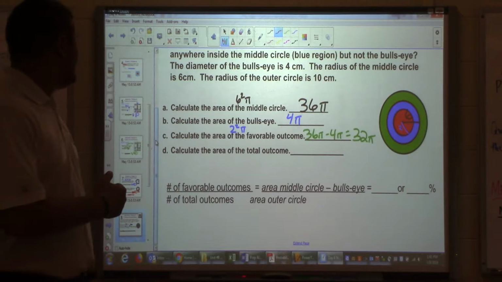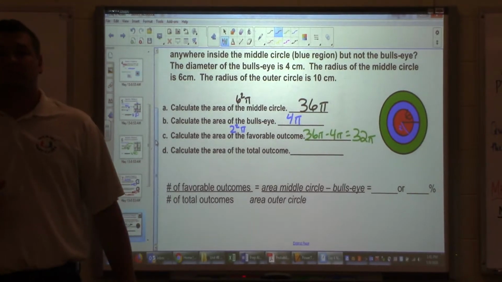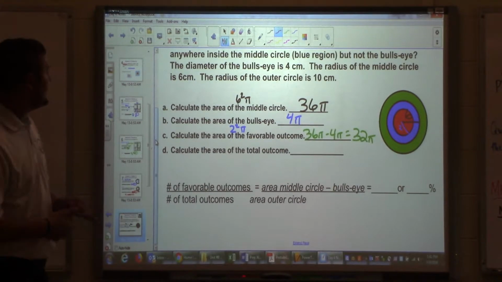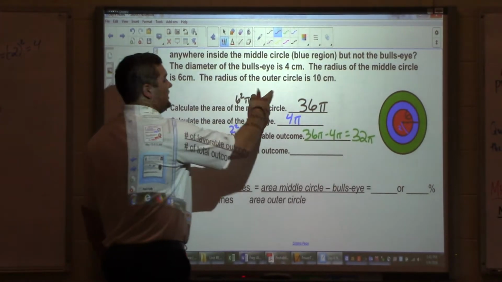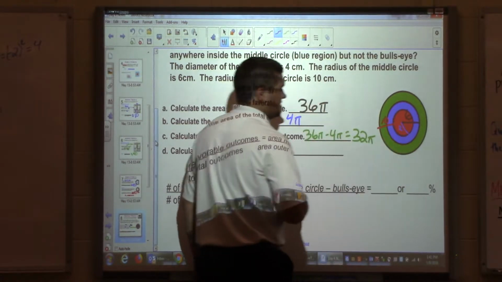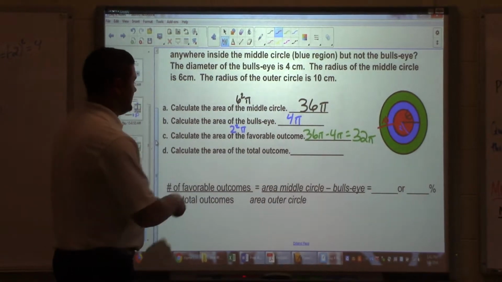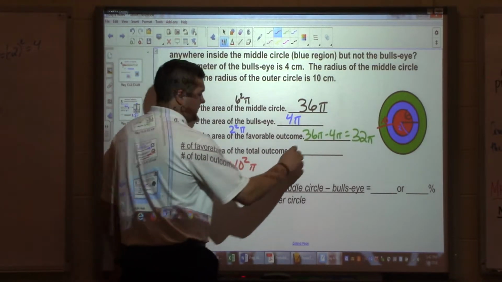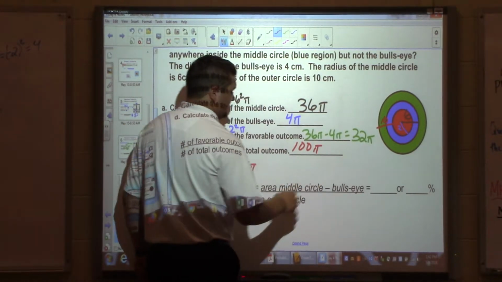Alright, how do I find the area of the total outcome? Use the outer circle. It says the outer circle's radius is 10 centimeters. So all the way out to here is 10. So I know area equals 10 squared times pi, or 100 pi.